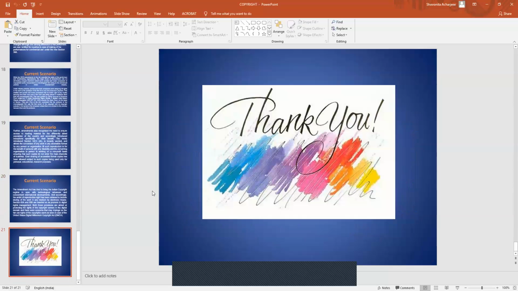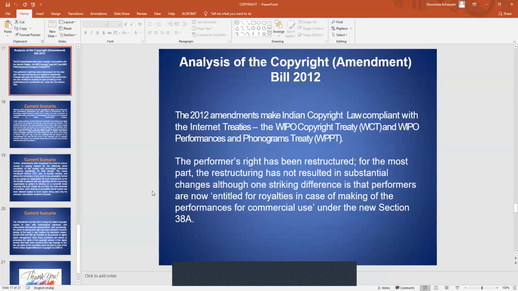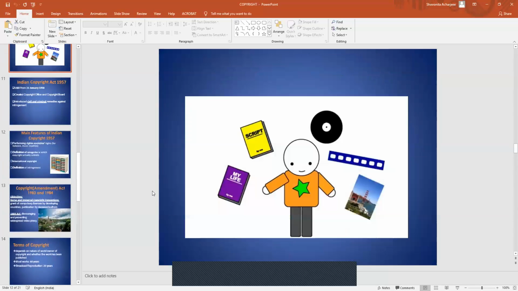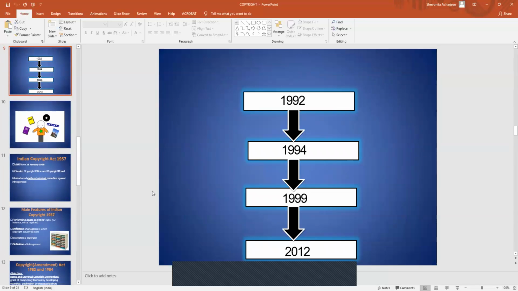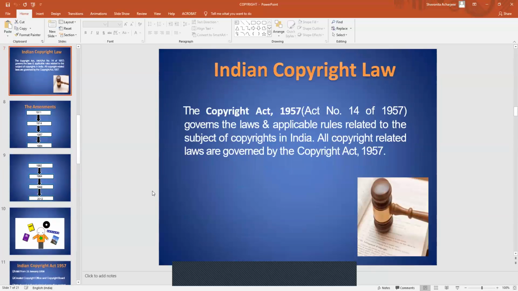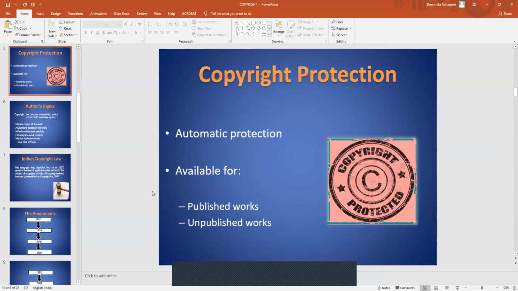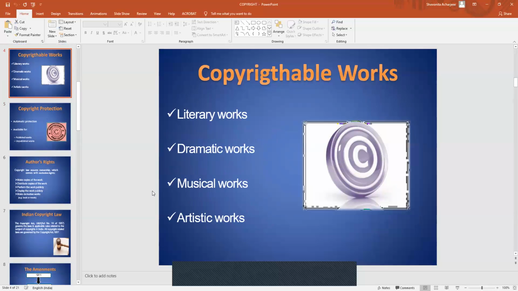That was all that has been changed in this particular copyright amendment, and that was all that you have to study in copyright. Further, I'm also sharing the material along with it. I would suggest that when you're writing your answers or assignments, try to add these amendments that were introduced in 2012, which will actually enhance your answers.